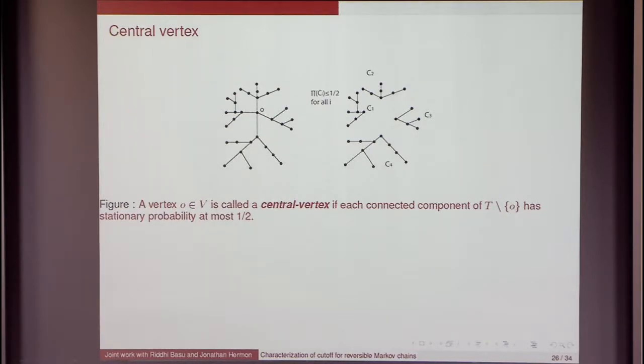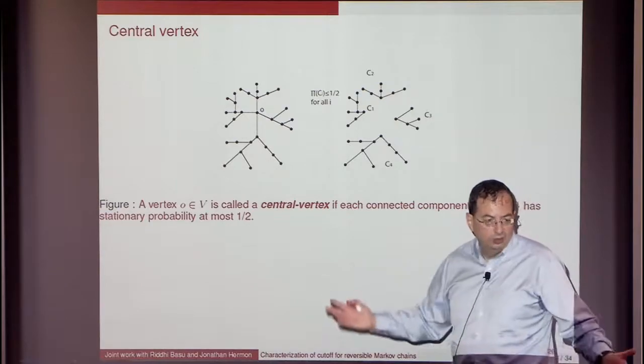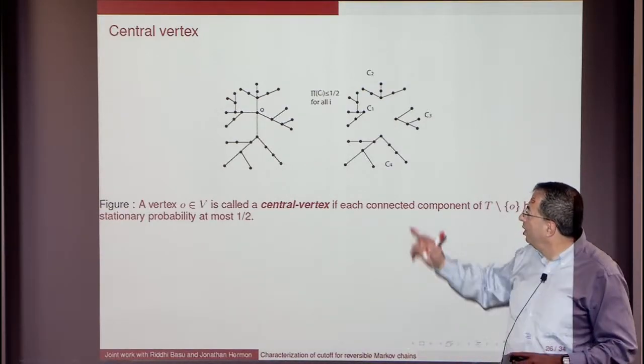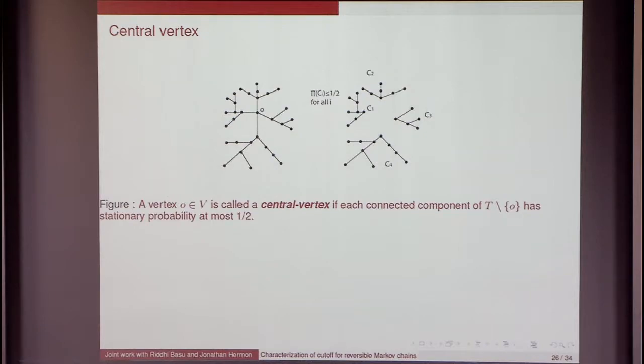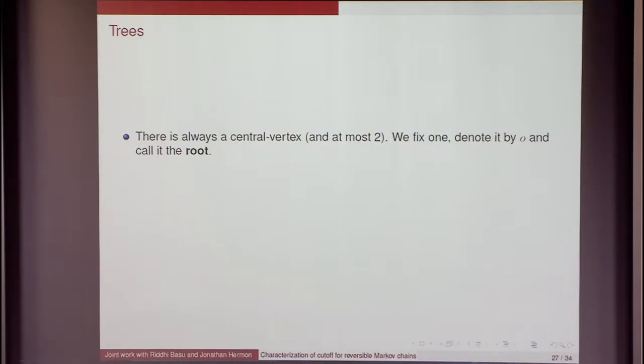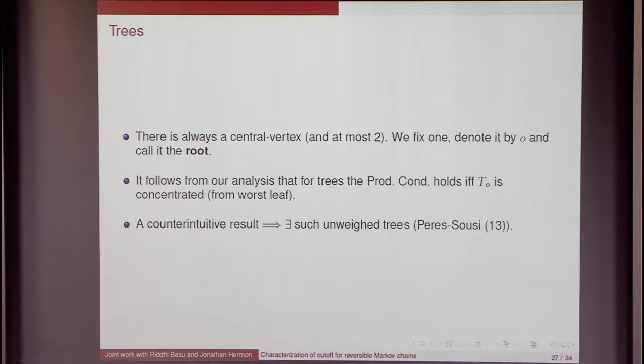This is for trees with uniform weights, but of course the theorem doesn't apply just to these trees, but to all weighted trees, and then the stationary distribution is given by those weights. So there's always a central vertex. That's an easy combinatorial exercise, and there are at most two. And they're neighbors. So you can always fix one, called O, and that's the root.